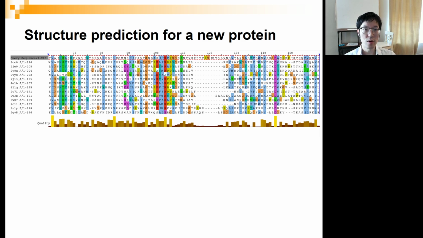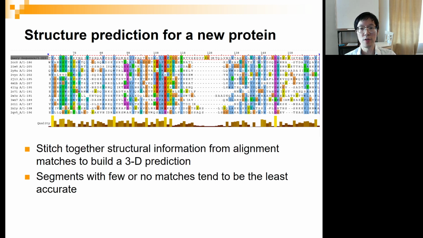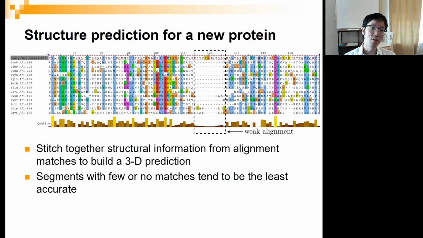Of course, there may be parts of the sequence that don't align very well with those of existing proteins. Here we see there is a segment that, for example, does not have very much alignment with existing proteins. So that's a weak alignment region. Essentially, to build an initial structure, in simple terms, researchers can stitch together the 3D structural information from the matches and build a 3D prediction.